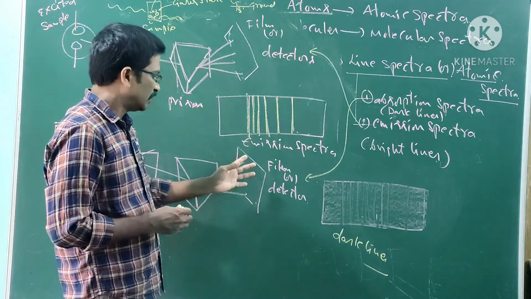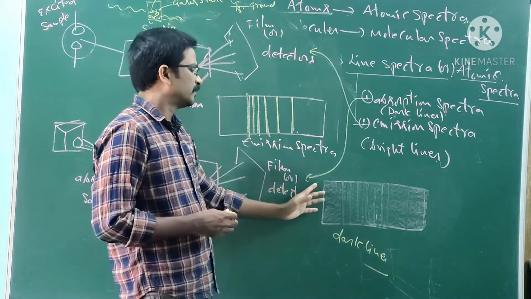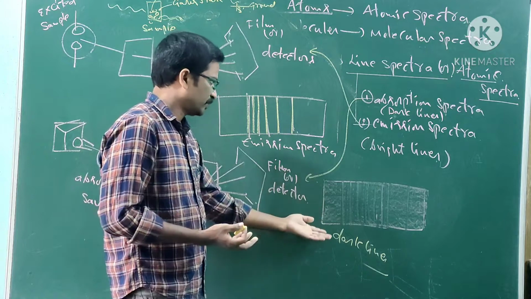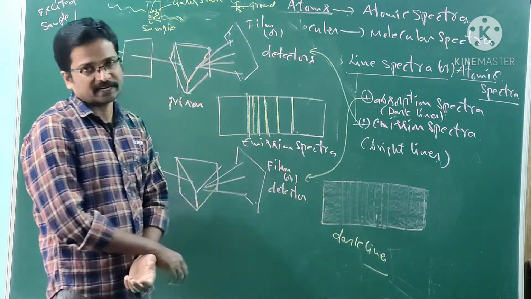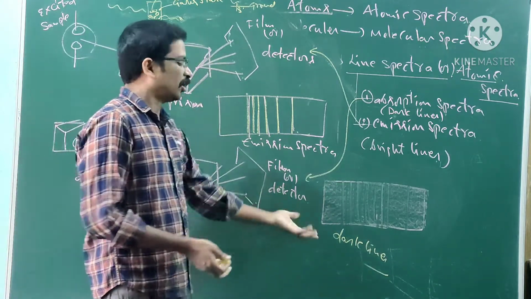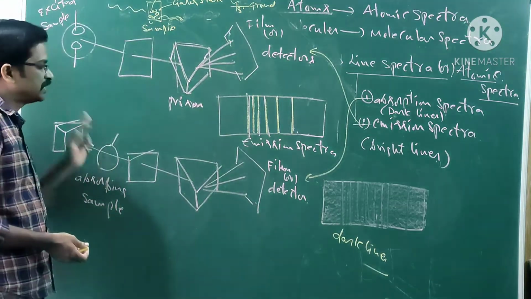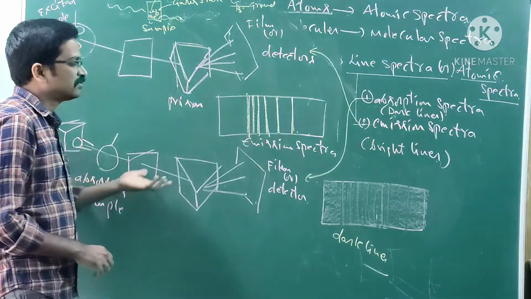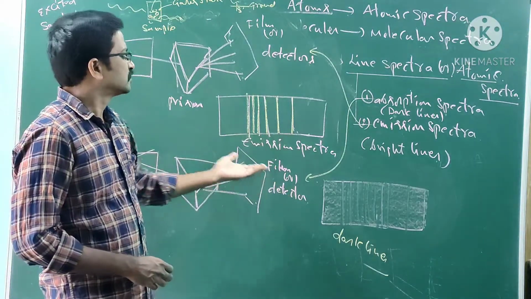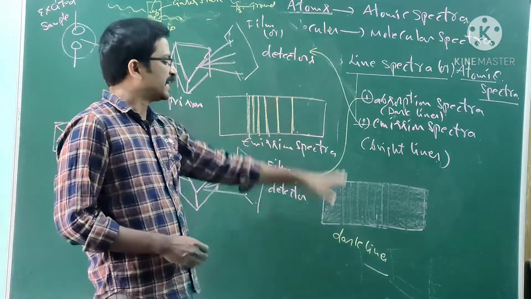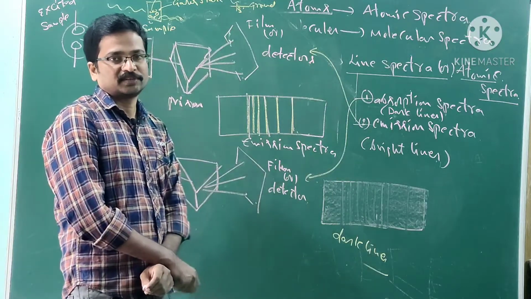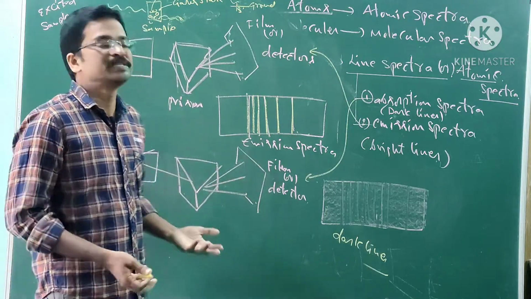Corresponding to this spectrum, we can get the spectra. Absorption spectra contain dark lines because some energy is missing, because atoms can absorb some energy. So that is the reason why some energy is missing. The missing energy will be indicated as dark lines. So dark lines indicate some energy is missing.